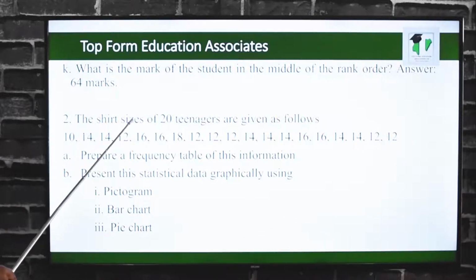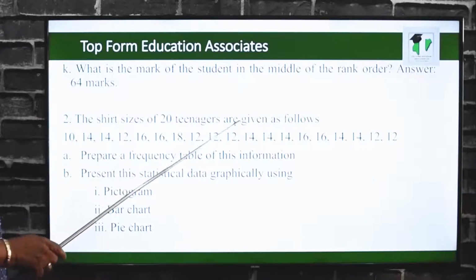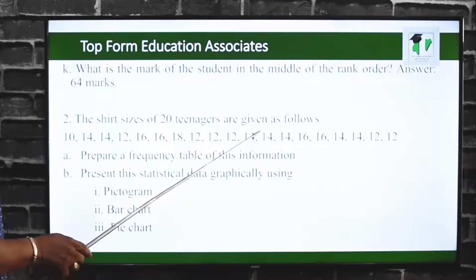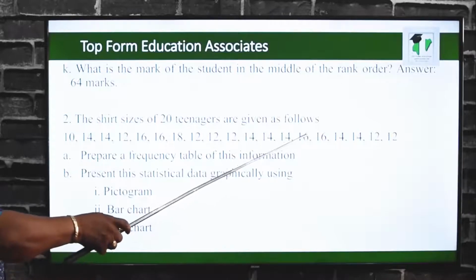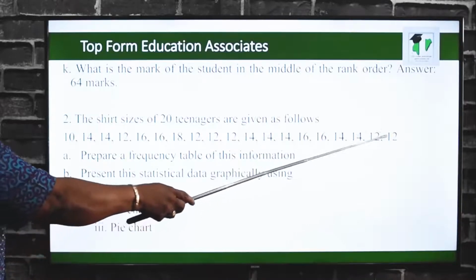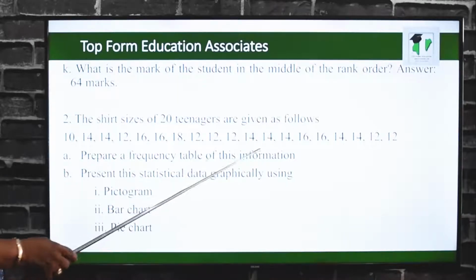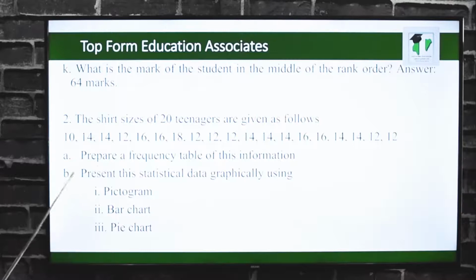The shirt sizes of 20 teenagers are given as follows: 10, 14, 14, 12, 16, 16, 18, 12, 12, 12, 14, 14, 14, 16, 16, 14, 14, 12, 12. First question says, prepare a frequency table of this information. B, present this statistical data graphically using pictogram, bar chart, and pie chart.